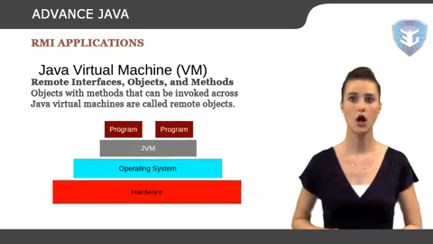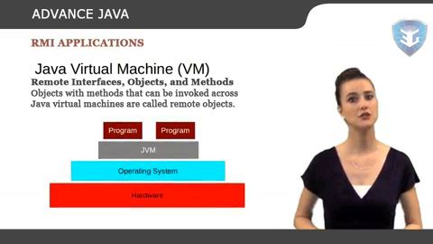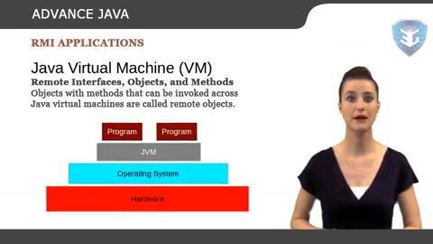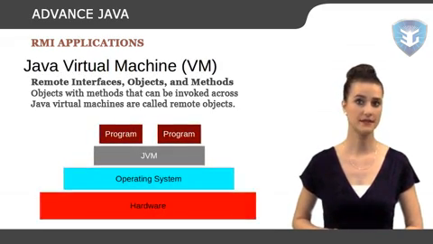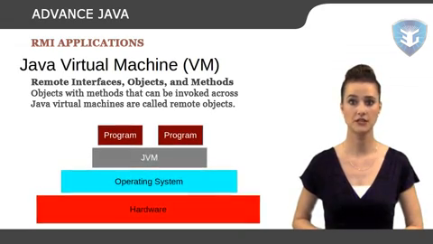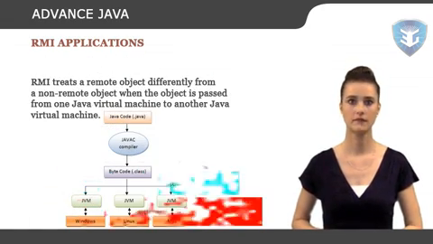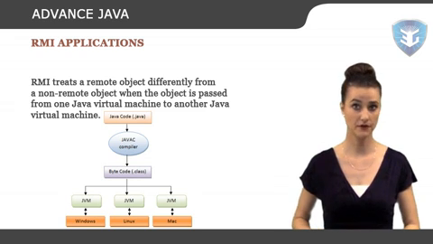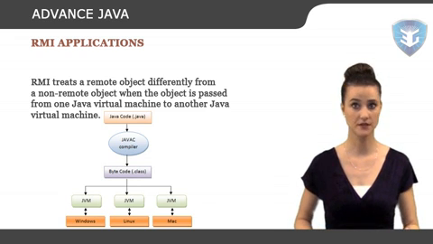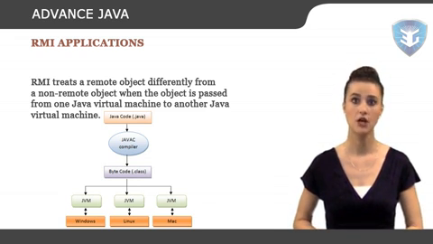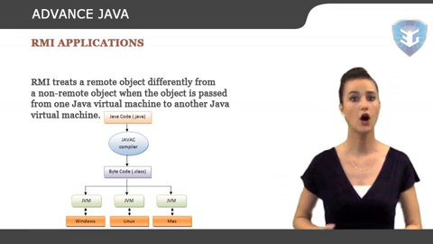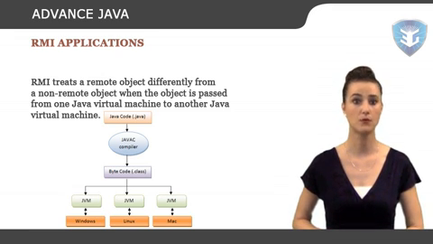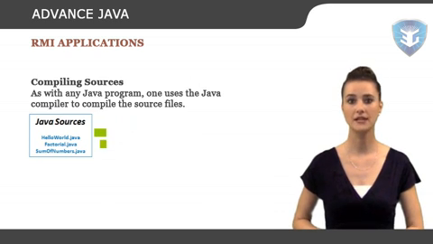Remote interfaces, objects, and methods. In a distributed application, some implementations might reside in some Java virtual machines, but not others. Objects with methods that can be invoked across Java virtual machines are called remote objects. RMI treats a remote object differently from a non-remote object when the object is passed from one Java virtual machine to another. Rather than making a copy of the implementation object in the receiving Java virtual machine, RMI passes a remote stub for a remote object.